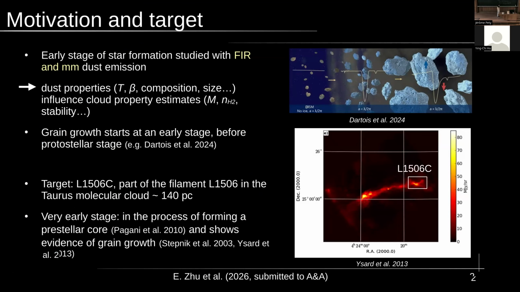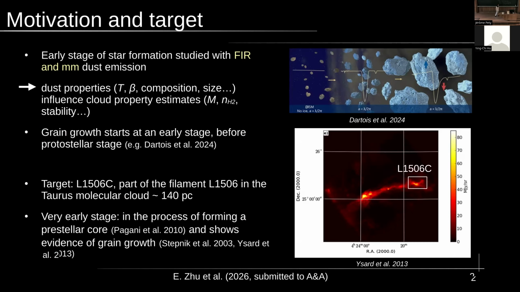The early stage of star formation is usually studied with far infrared and millimeter dust emission. So the dust properties will influence the cloud property estimates, and it's very important that we understand the dust thoroughly. And we know dust is the basic component for planets, and studies show that grain growth already starts at an early stage, even before the protostellar stage.